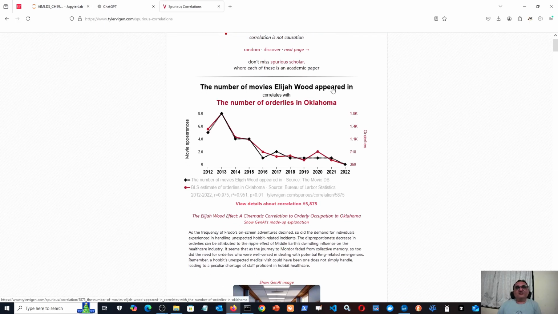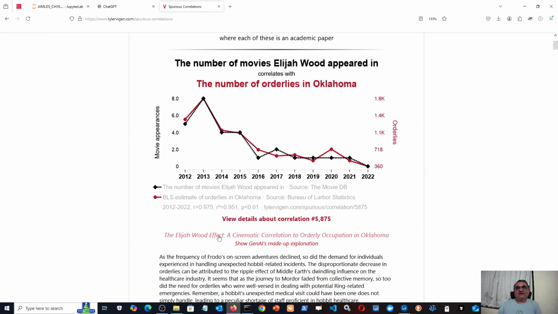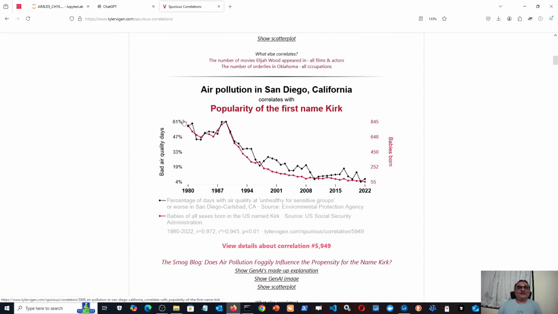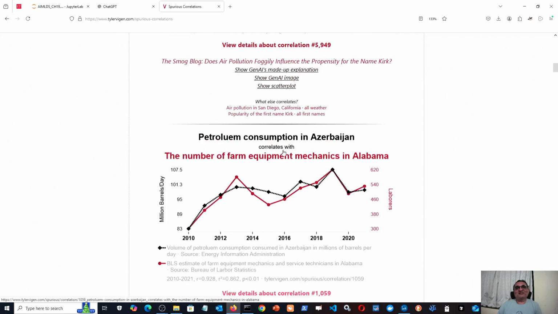Now you will find that sometimes two completely irrelevant variables can show perfect correlation, but that does not mean that one is the cause of the other. For example, the number of movies Elijah Wood, an actor, appears in correlates with the number of orderlies in Oklahoma. Is there any relation between them? Then air pollution in San Diego perfectly correlates with the popularity of a first name. Do you hold all the people with that name responsible for the air pollution in San Diego? No, because that is just by chance, an accident that these two match each other.